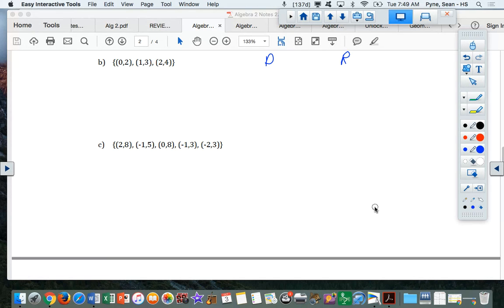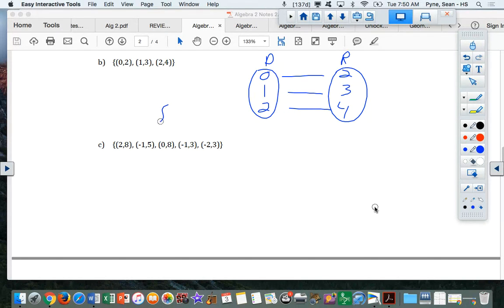All right, domain 0, 1, 2, range 2, 3, 4. 0 goes to 2, 1 goes to 3, 2 goes to 4. All right, and that is a function.